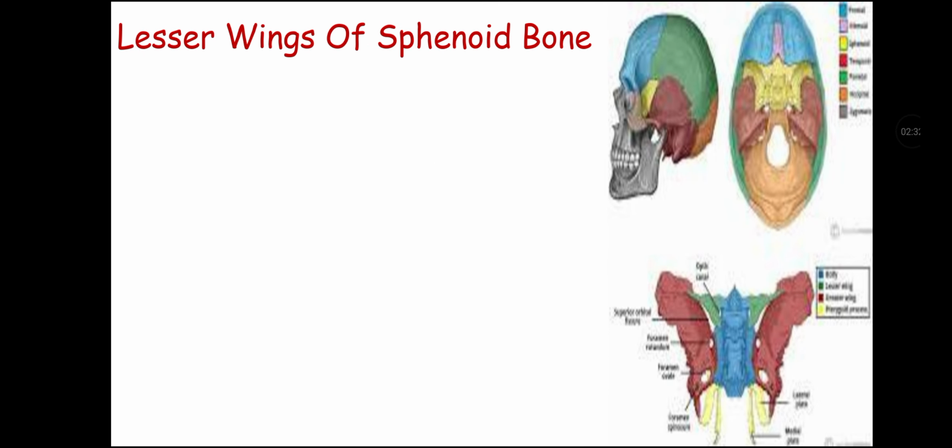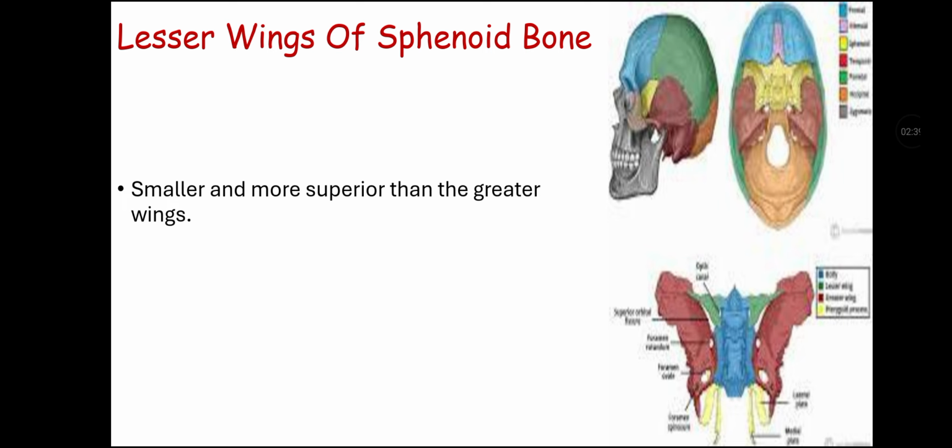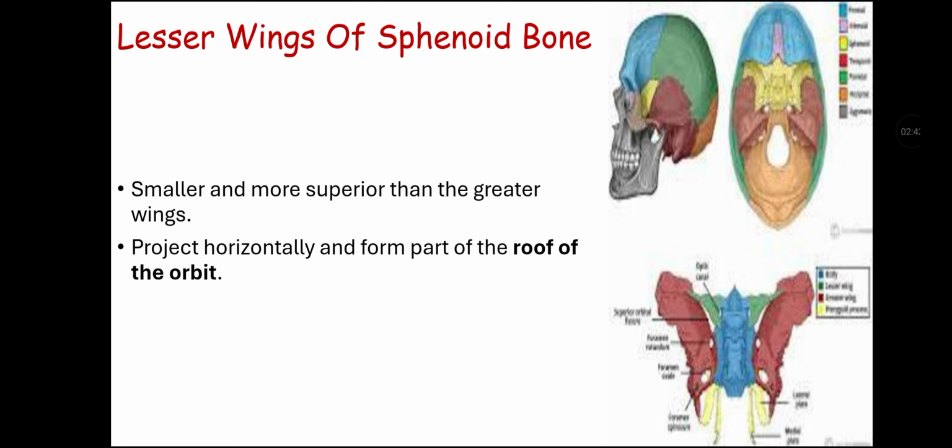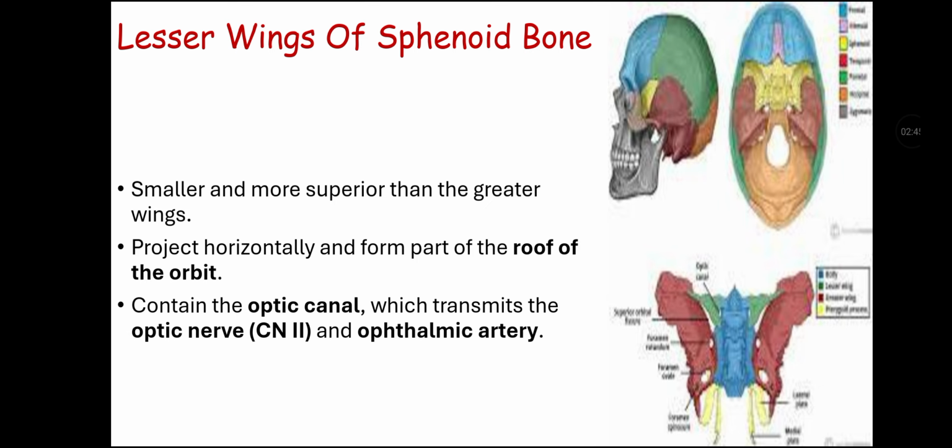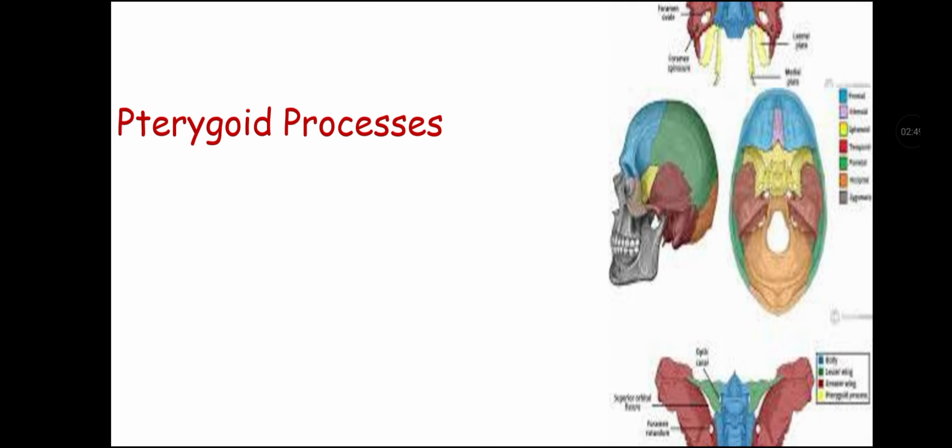Now let's talk about the lesser wing of the sphenoid bone. As you can see here in the diagram, the green colored area is the lesser wing of the sphenoid bone. It is smaller and more superior than the greater wings. It projects horizontally and forms part of the roof of the orbit. It contains the optic canal, which transmits the optic nerve and ophthalmic artery.